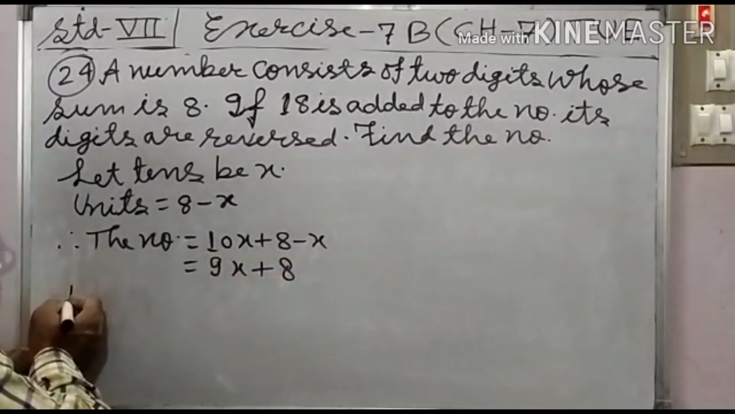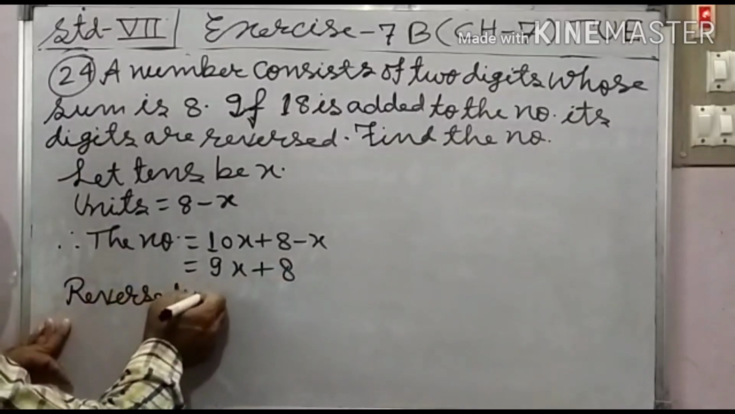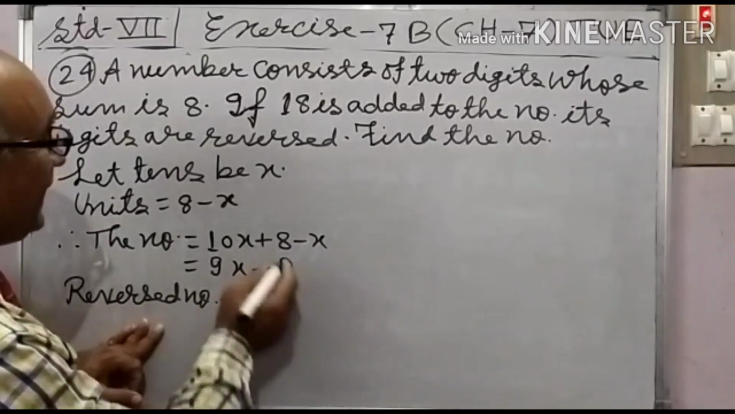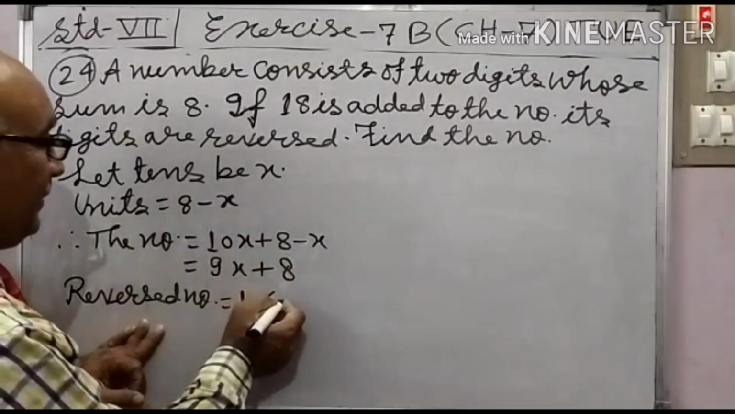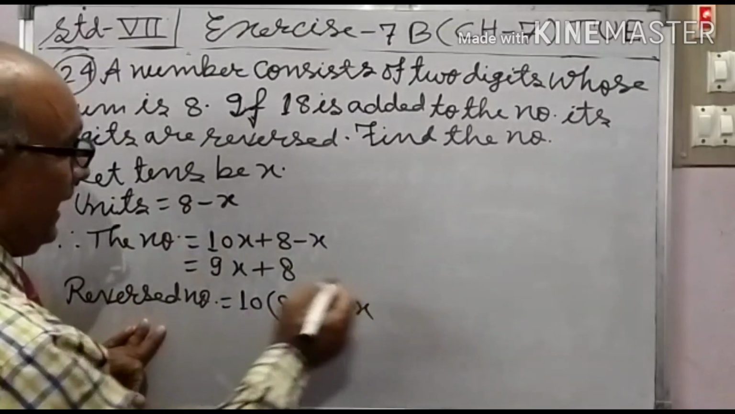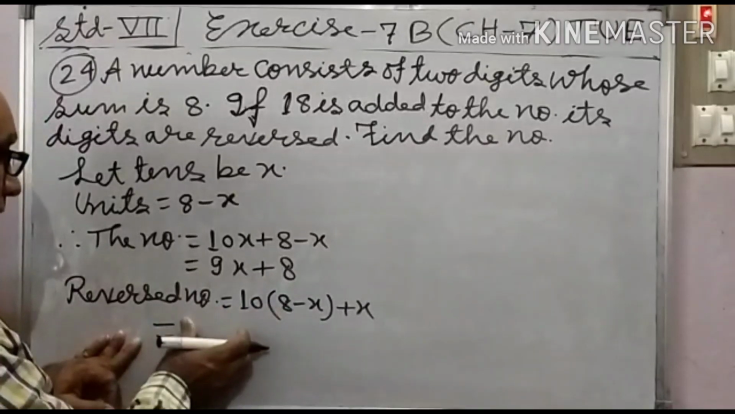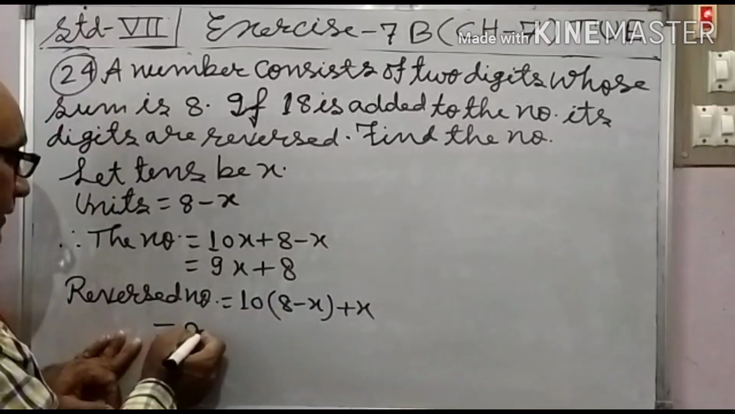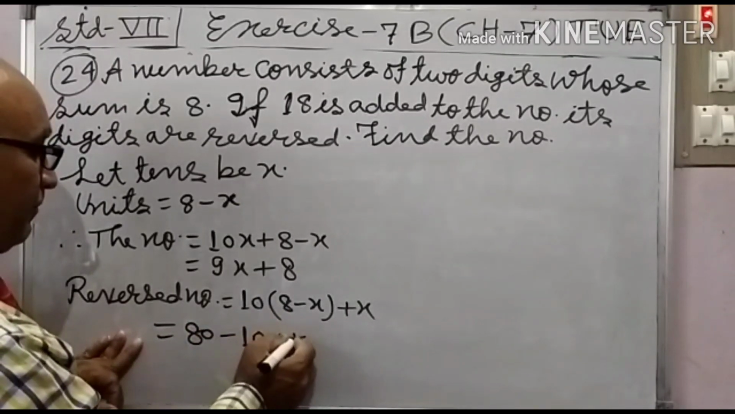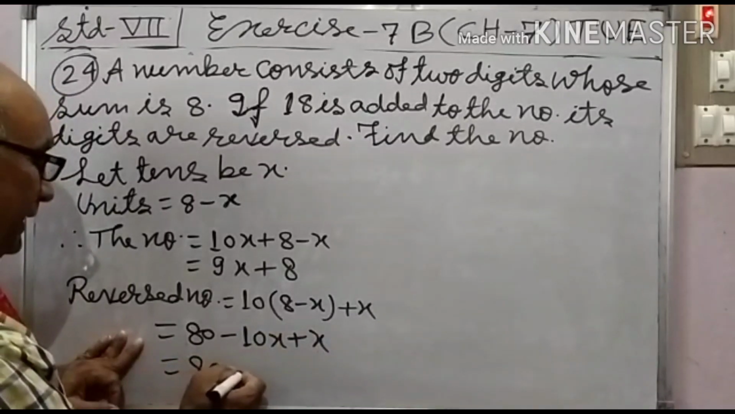Now find the reverse number. The reverse number means 10 into units, so 10 into 8 minus x, plus x. Solve it. 10 into 8 is 80, minus 10x plus x. That means 80 minus 9x.